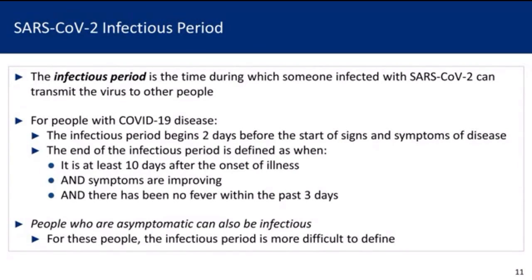As you know, some people who are infected with SARS-CoV-2 may never develop any kind of symptoms. They are asymptomatic, but they can still be infectious. They could still infect someone else. For these people, it's more difficult to define their infectious period. It's more difficult to define when they could infect someone else.